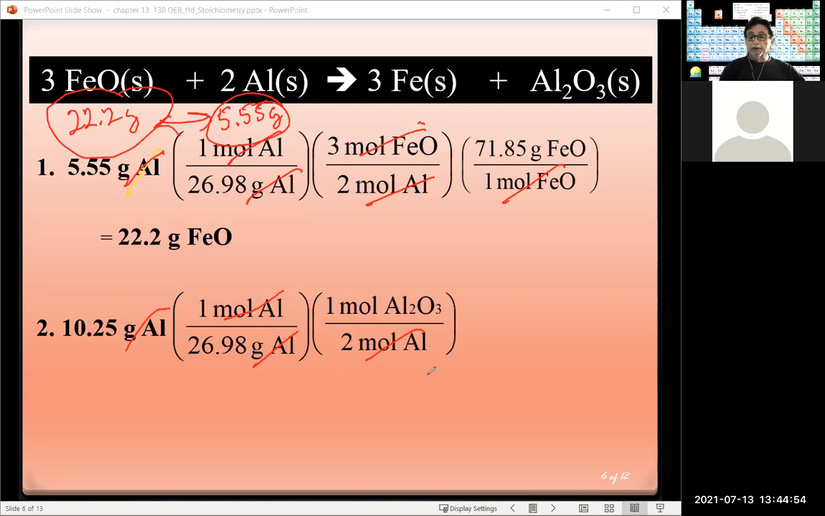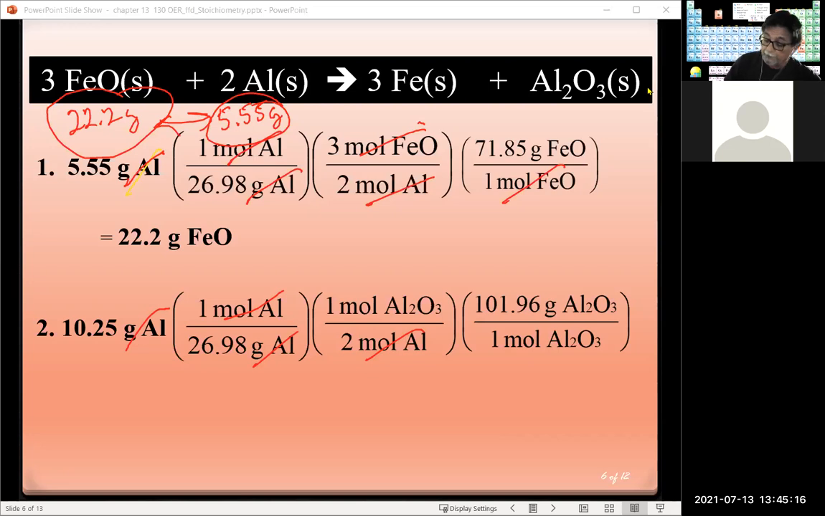Next step, like we did in number 1, I got to convert that to grams. And so I need the molar mass. I have 2 aluminums, 3 oxygens, okay? And that adds up to 101.96 grams of aluminum oxide per mole of aluminum oxide, okay?